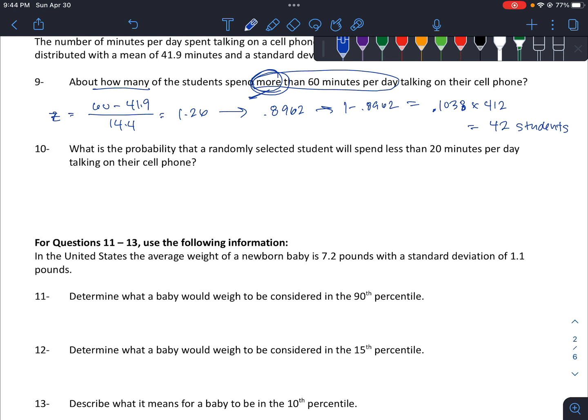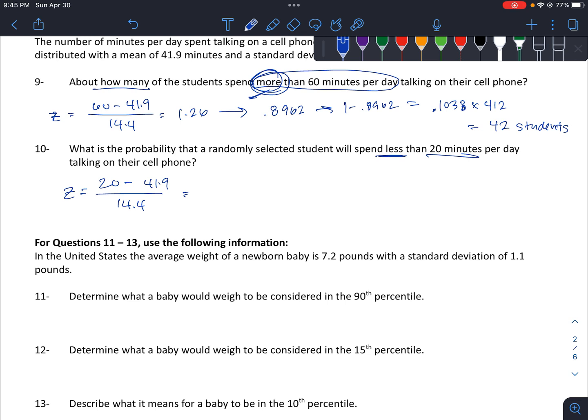Okay, what is the probability that a randomly selected student will spend more than 20 minutes per day talking on their cell phone? So this one's looking for a probability. I think that's all we really need, and spending less than. So all we need is the area to the left of 20 minutes. So for the z-score, we'll do 20 minutes minus the mean, 41.9, divided by 14.4.